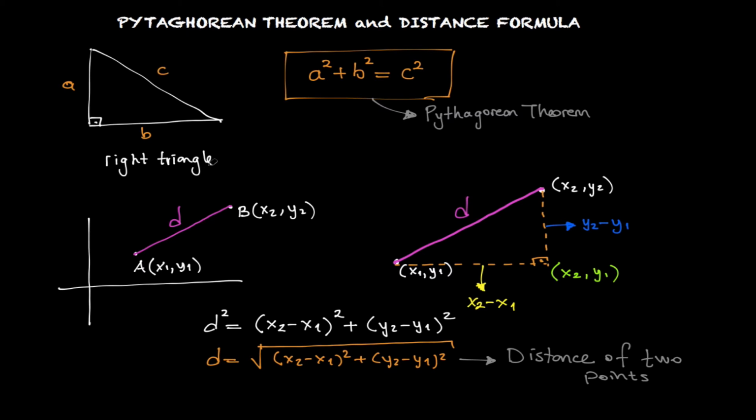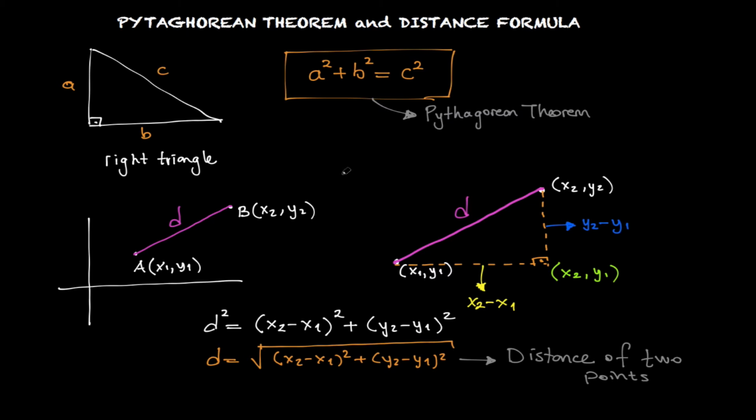Okay, now we are going to make use of this Pythagorean theorem to find the distance formula for 2 points on the Cartesian plane. So the point A here, (x1, y1), is on the Cartesian plane, and just like B. I mentioned here d. d is the distance between these 2 points. So how do we calculate d?